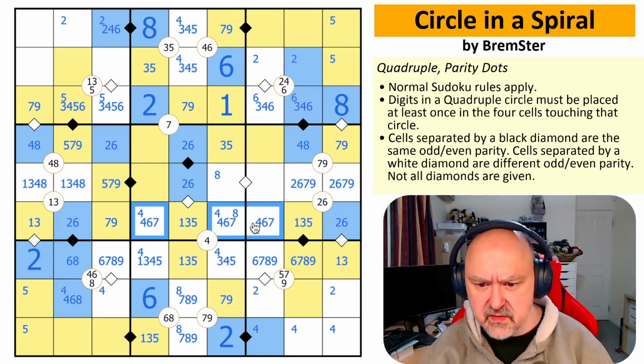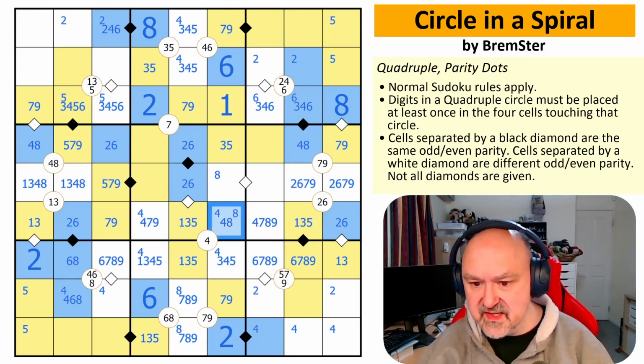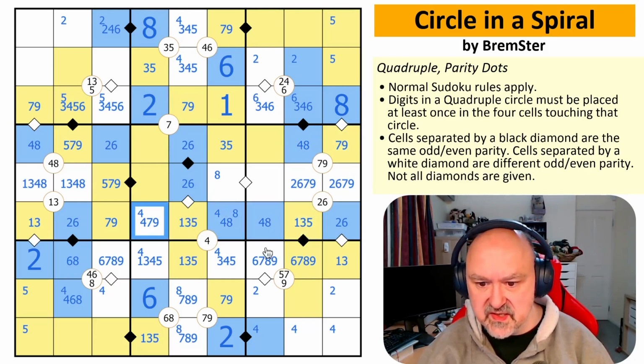4, 7, 8, 9 go in here. Well, that can't be 8. That can't be 7 or 9. So this is 4 or 8, which makes it even. And this can't be 7 or 9 because the 7, 9 is up here. This is also 4, 8, which makes it even, which means I've got all the evens. This becomes odd and is not 4.